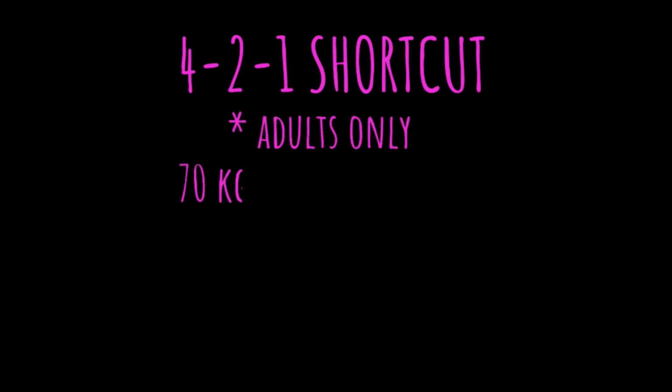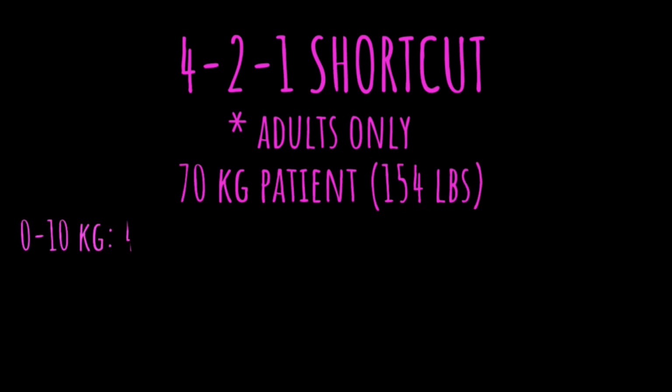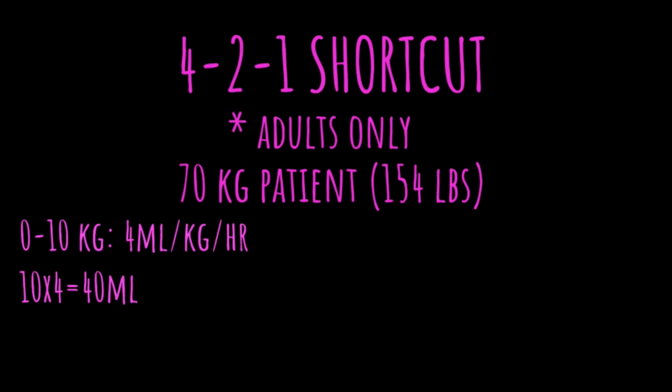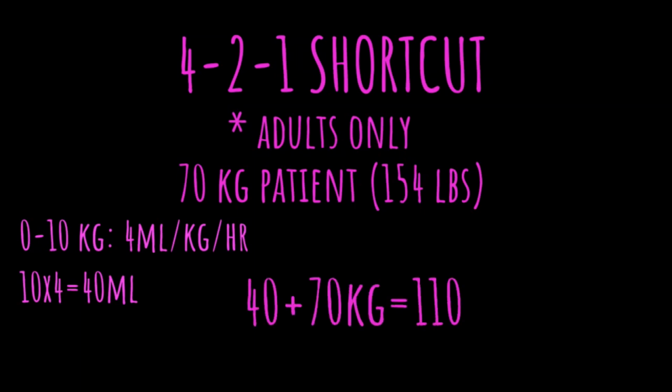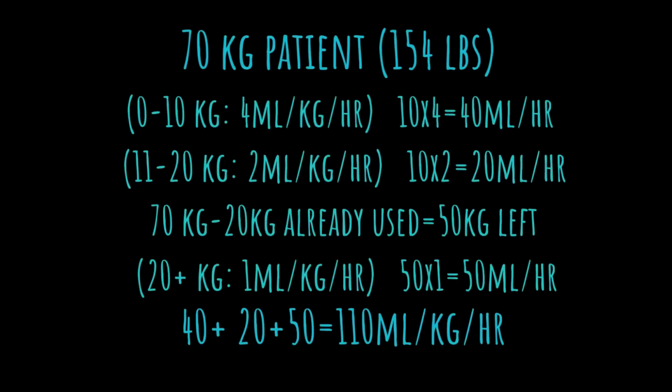Now, there is a shortcut to this calculation for adults only. And here, using our 70 kilogram patient again, we're going to take the 40 mLs we wound up with from the first two steps, because we know this value will remain constant as adults will always weigh more than 20 kilograms. So 40 mLs plus the patient's weight in kilograms, which was 70 kilograms, equals 110 milliliters per hour, which is exactly what we wound up with before right here.